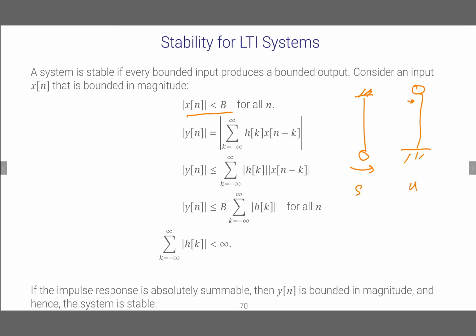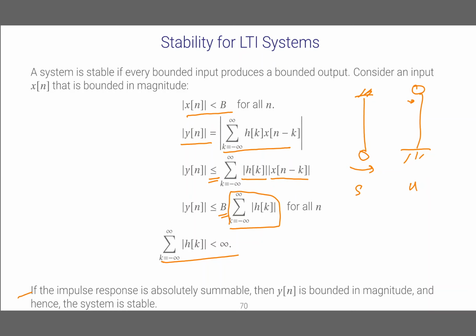So you can see the brief reasoning for what h[n] must be for a stable system. We consider the magnitude of y[n]. This is the convolution sum, and we take the magnitude of that. Therefore this must be less than that if you take individual magnitudes, and the magnitude of x[n minus k] must be less than B, so we can take B out. What that means is the absolute sum of h[k] must be less than infinity. So you can see that if the impulse response is absolutely summable, then y[n] is bounded in magnitude and hence the system is stable.